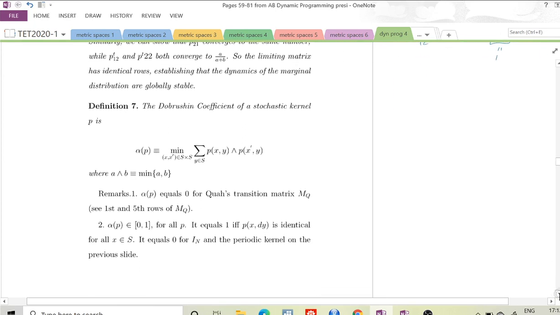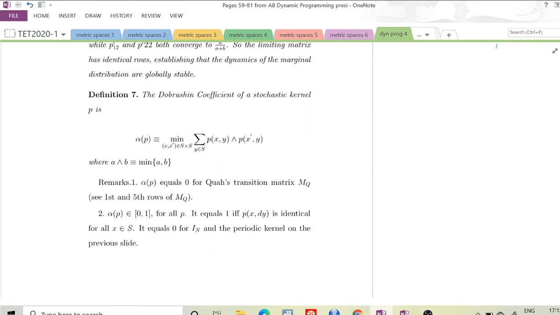So let me end by stating a couple of theorems that talk about global stability in the general case for a Markov matrix. So this is one approach to global stability, and it uses this notion of what is termed as the Dobrushin coefficient of a stochastic kernel P. Right? So what is this? So it's a number between 0 and 1 that we associate with any stochastic kernel P.